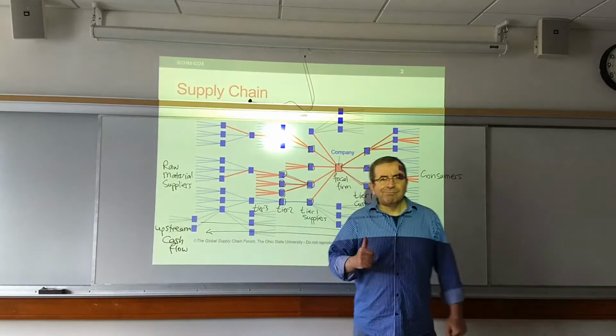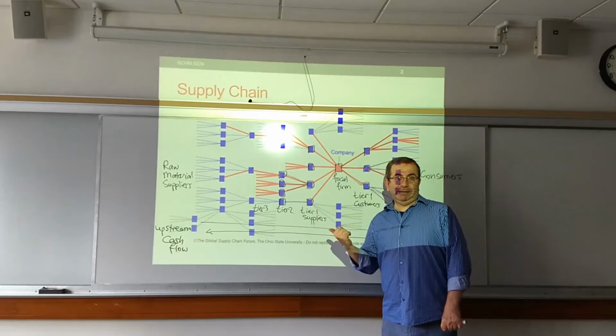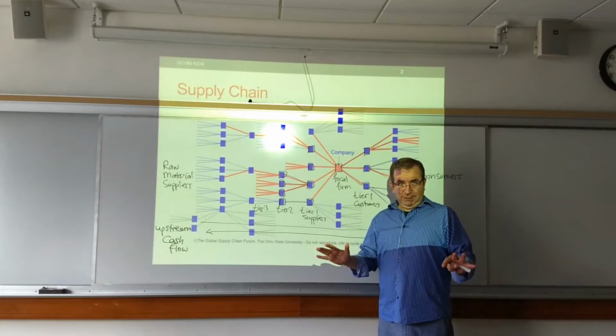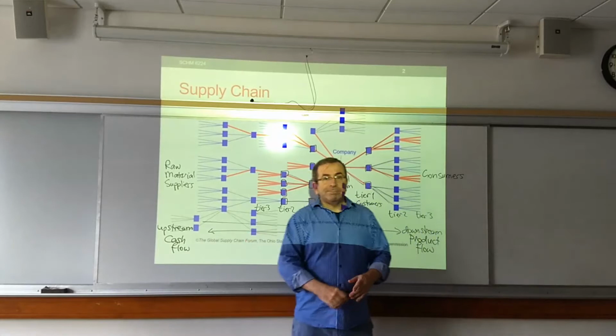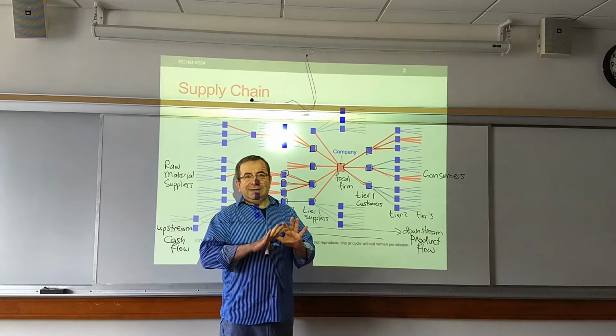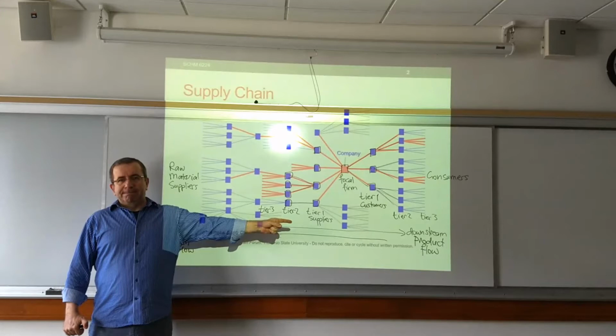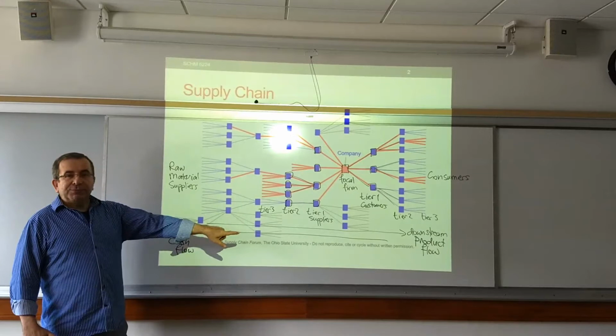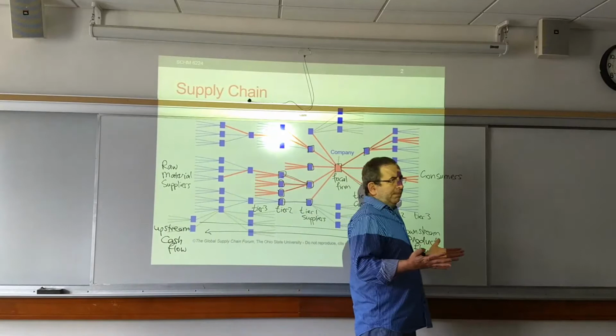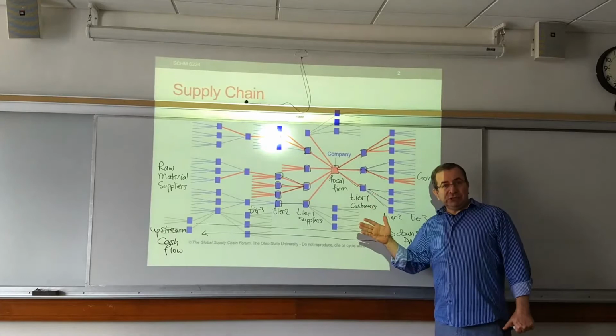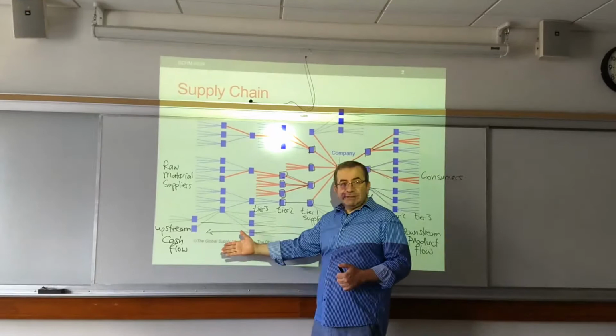Okay, if this doesn't make sense to you, you're right. What I just said is completely wrong. You cannot maximize cash flows while minimizing product flows. Completely unrealistic, impossible. Why? Because cash flows are tied to product flows. You cannot have cash flow without product flow. If you think about it, where does cash come from? Well, cash comes from when somebody pays you. Your customers pay you, and then you have cash, right?